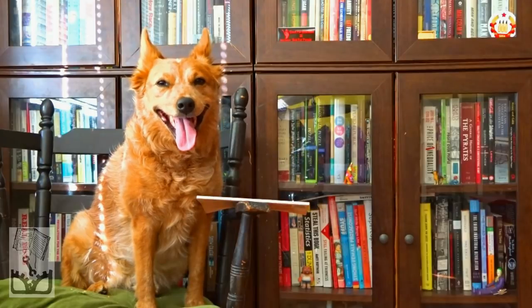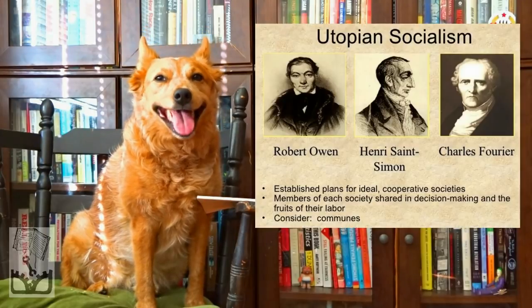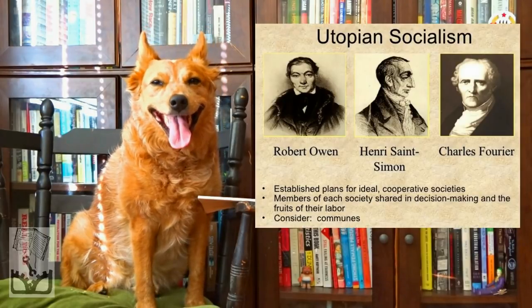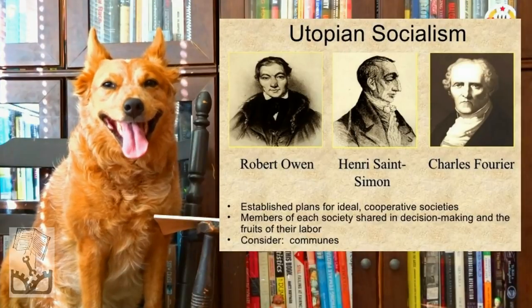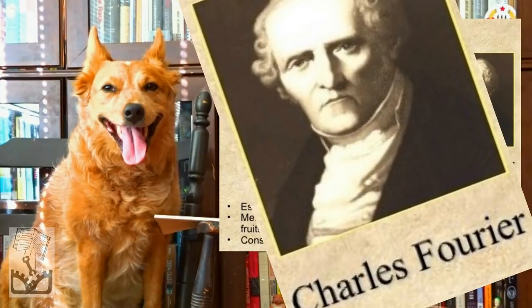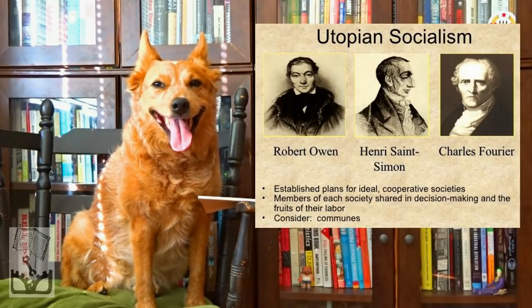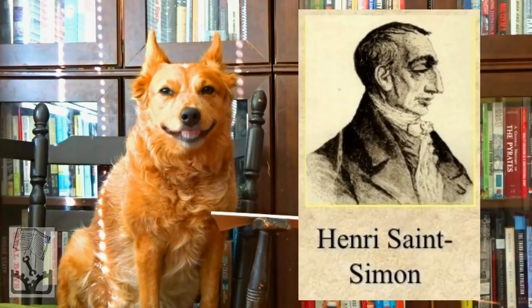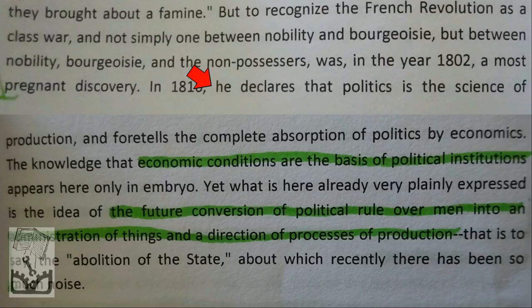Engels then looks at three utopian socialist philosophers, Saint-Simon, Charles Fourier, and Robert Owen. First, for Saint-Simon, Engels argues that he declares that politics is the science of production, and foretells the complete absorption of politics by economics.